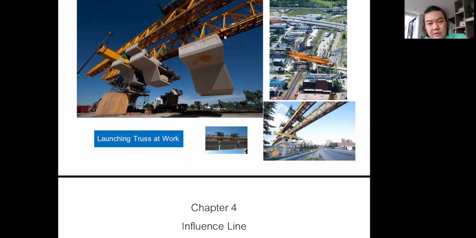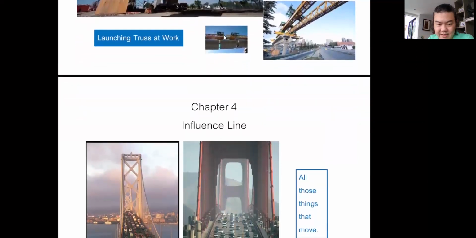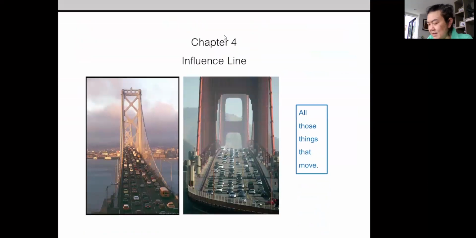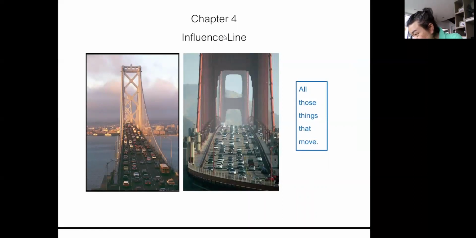So we need to introduce you to the new stuff that is called the influence line that can be used to help design these kind of things. And of course, the most common moving load is the car, right? See the cars. This is the Golden Gate Bridge. This bridge, I don't know what it is, but yeah, you can see.